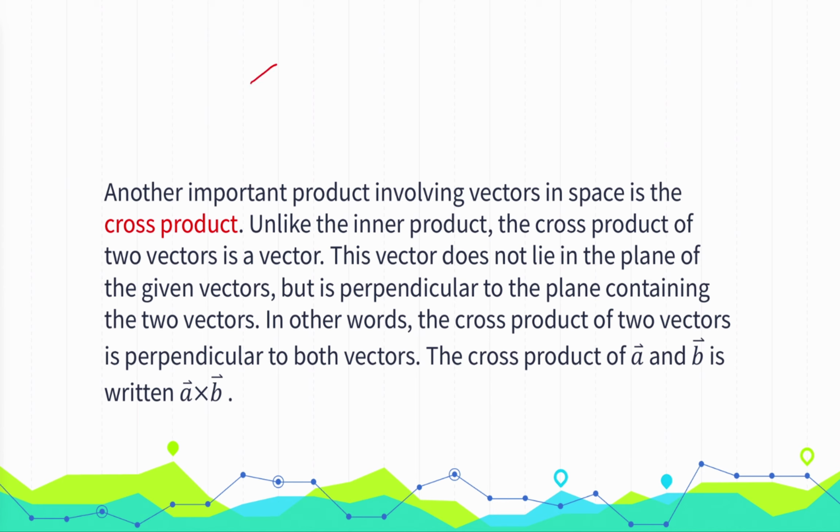So if I have a vector like this and a vector like this, my cross product is going to be perpendicular to these two vectors, which would mean that it's coming out of the screen, right? Perpendicular to the flat surface of the plane. So the cross product of two vectors is perpendicular to both vectors. And we write this as A cross B.